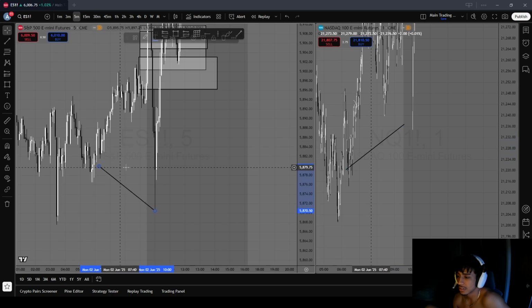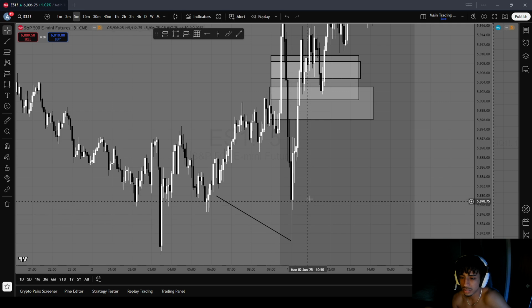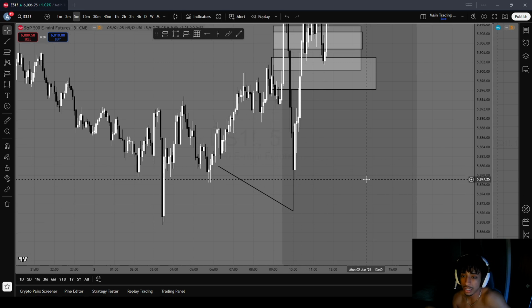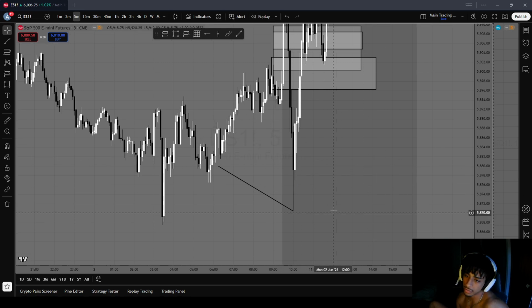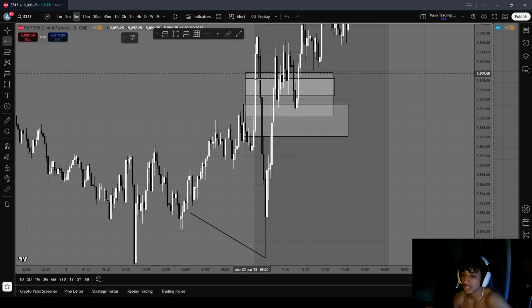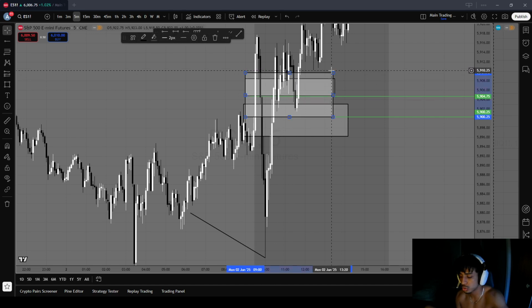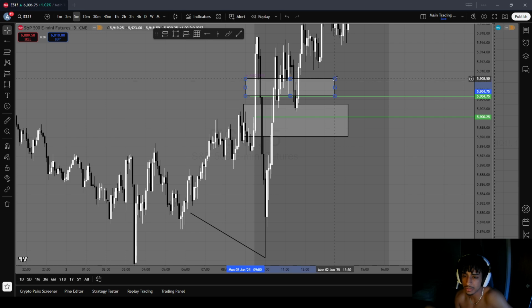So you could have played off of this SMT, bang, scaled down, and easily targeted the BPRs. Now remember, we don't know if we're going to completely fill the BPR. So what would your take profit be? It would just be at the beginning of the BPR, so right there and right there. The double shaded region is our BPR. It's two overlapping fair value gaps.